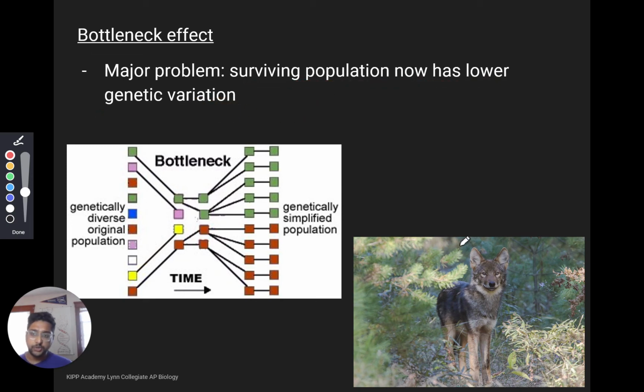Now, this becomes an issue because if there was some sort of disease that would occur, this gray wolf population is more likely to die because they don't have that unique genetic diversity that could allow them to survive. And so you don't have natural selection as effective in this instance because you have a genetically simplified population. So an effect of the bottleneck effect is a genetically simplified population, which reduces genetic variation. That's an important thing to remember.